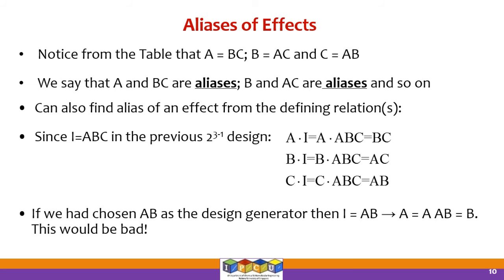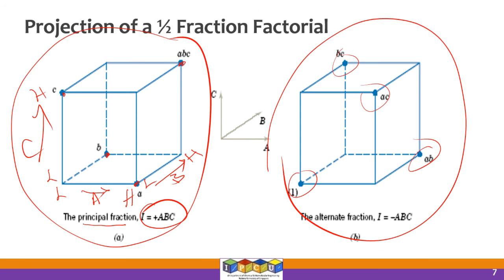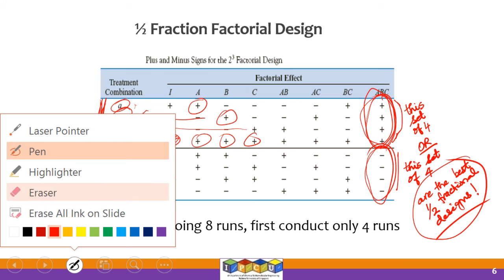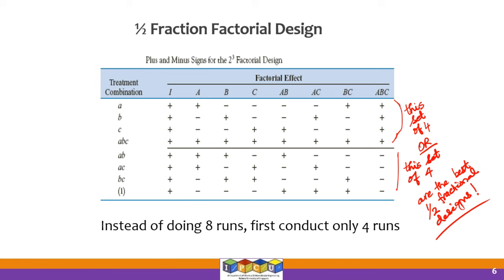And what you also see from this table, going back to this table here, I'll erase the ink from the slides. So what you will see here is that, can you see, let's say we look at the top four, BC equals A. Can you see that? In all the four experiments, BC is equal to A.